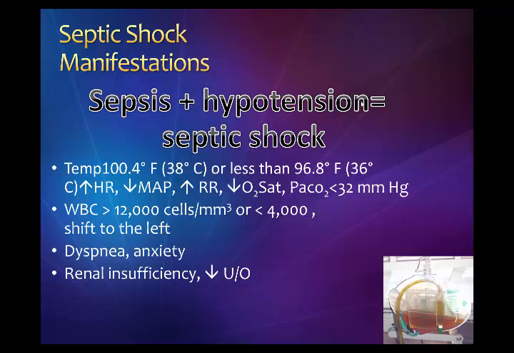And so then we have criteria of WBC. So if they're high or low, or a shift to the left, and the shift to the left means that you have more immature white blood cells. So you have more bands, which are immature, than you do segs, which are the mature white blood cells. Dyspnea, anxiety, renal insufficiency, and decreased urine output.